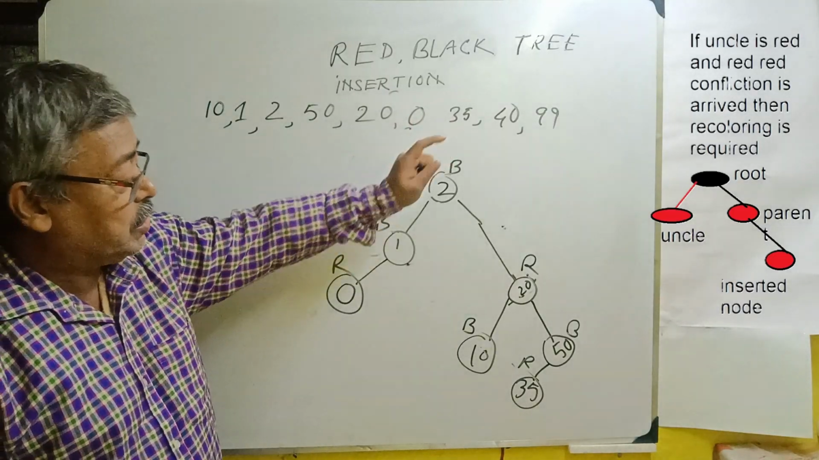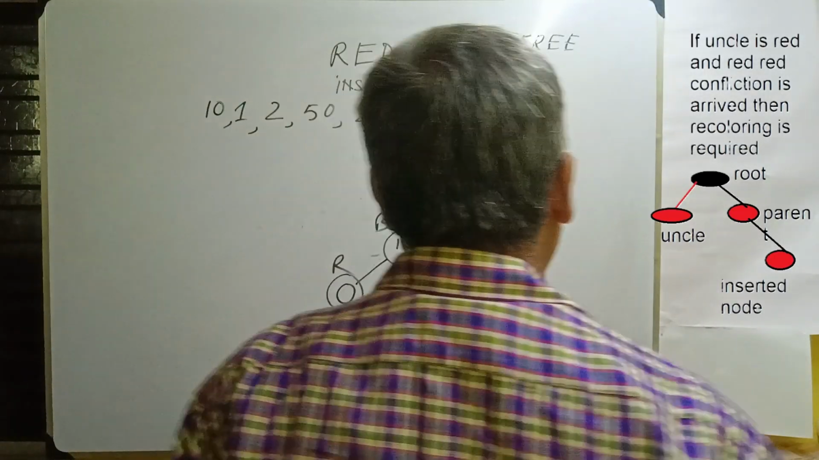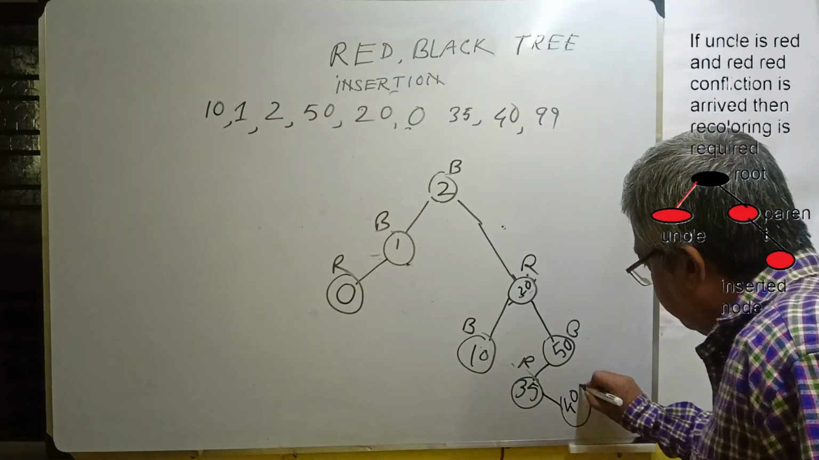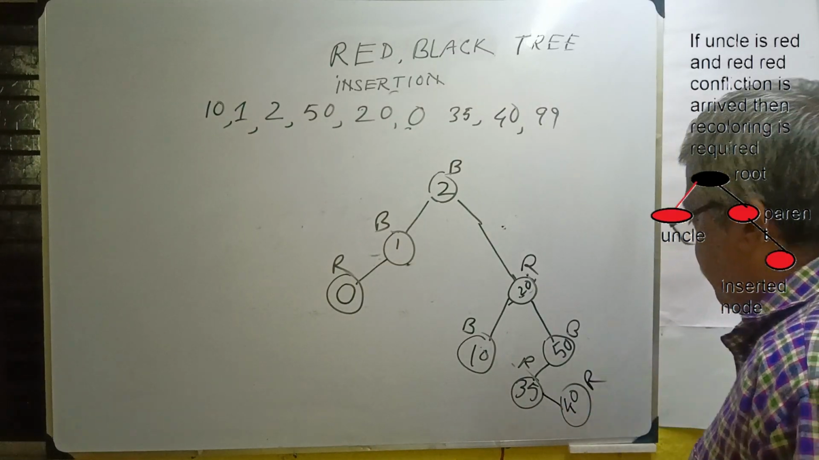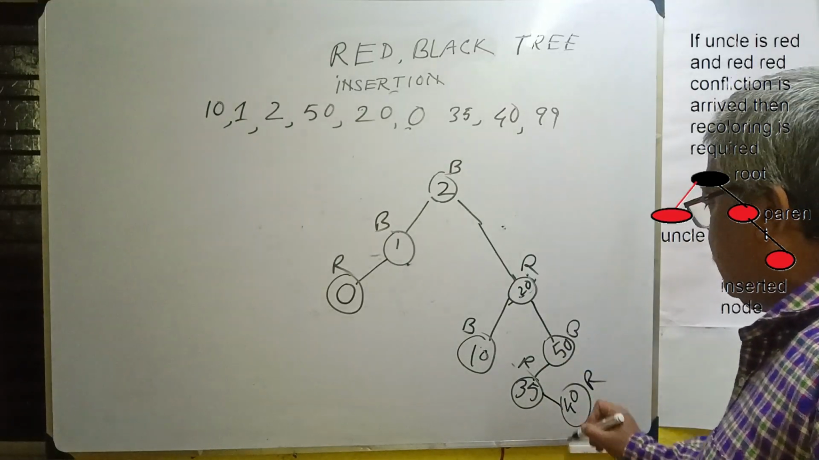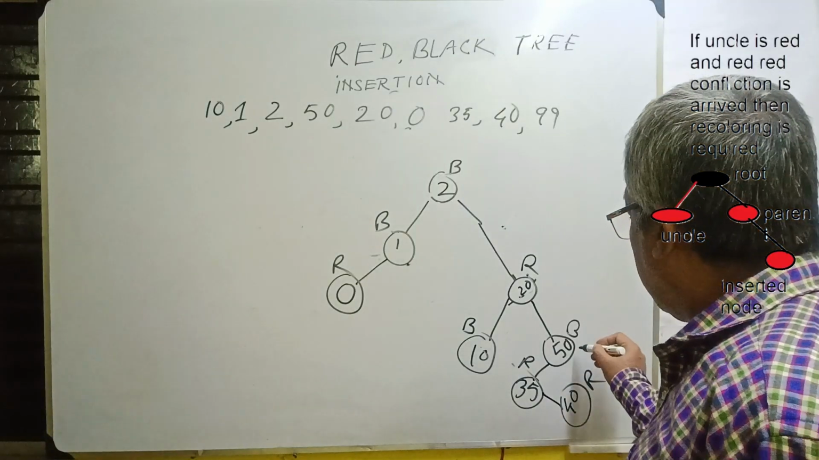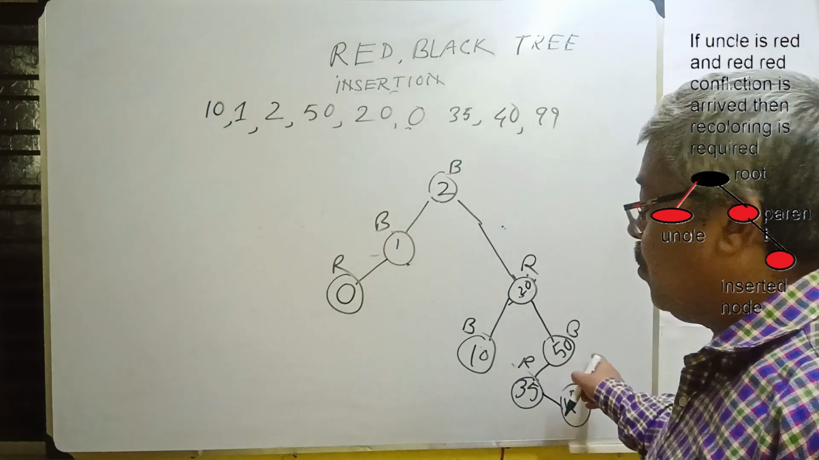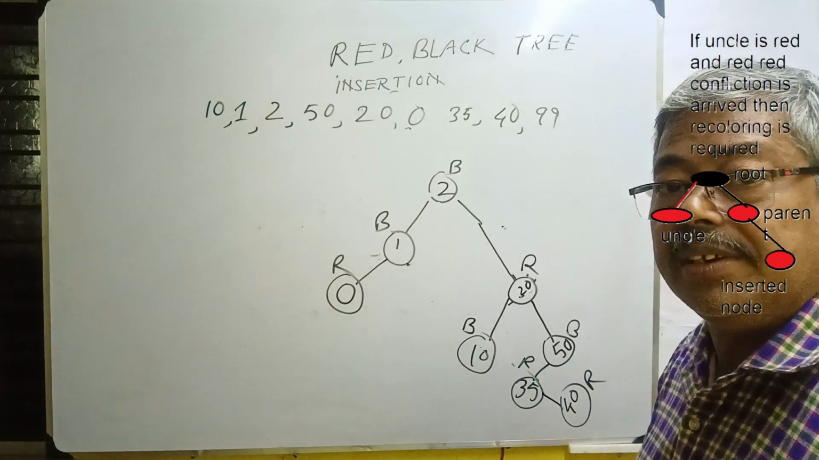Now I am inserting 40. 40 is greater than 35, less than 50. 40 will come at that position. And the color of the new node will be red. But again, a red-red conflict has arrived, and the uncle is nil. No color, no red child, no uncle of the node 40 exists.